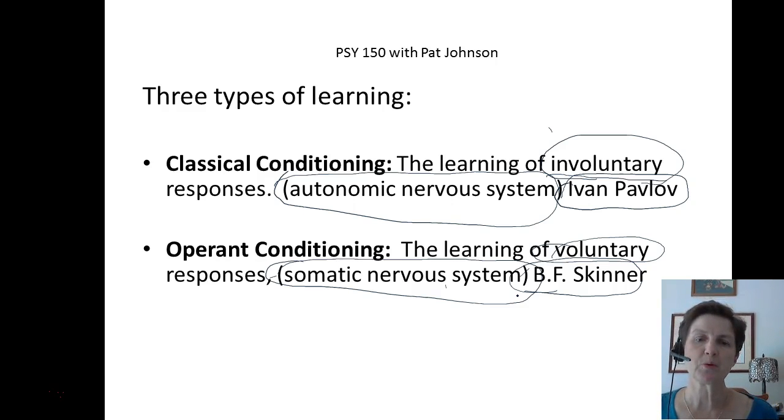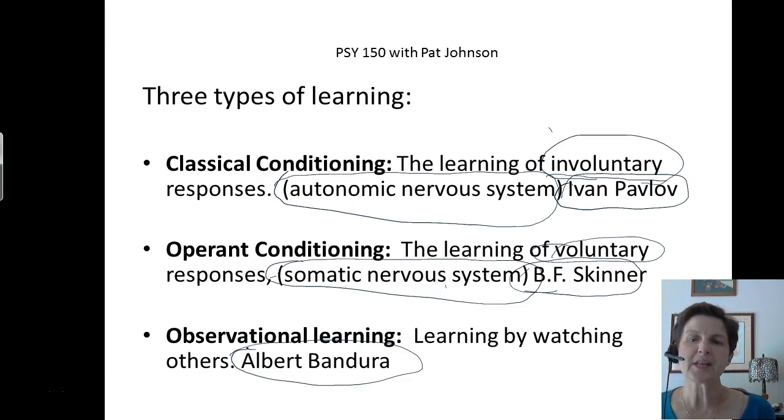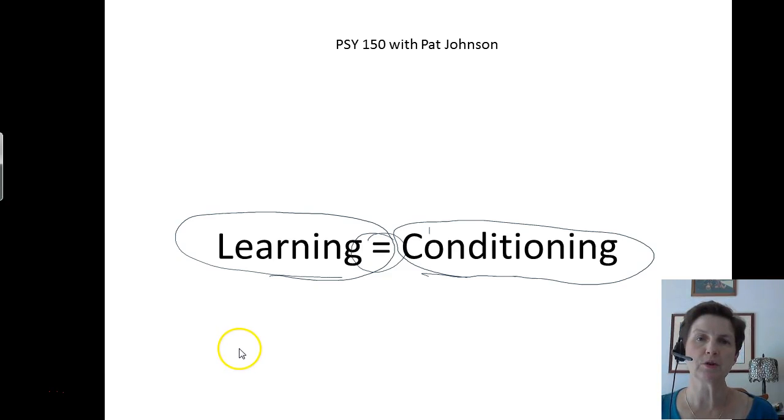At the end of this chapter, we'll move on to observational learning, and this is learning by watching others. So watching other people, or in the case of animals, watching other animals and seeing the consequences to their behavior. And the father of observational learning is a guy by the name of Albert Bandura. So those are the three types of learning we're going to be looking at in this chapter: classical conditioning, involuntary responses; operant conditioning, voluntary responses; and observational learning, learning by watching others. And again, remember that learning equals conditioning.